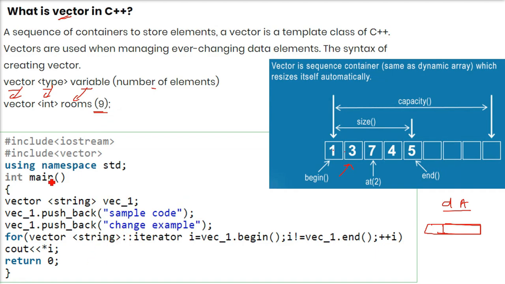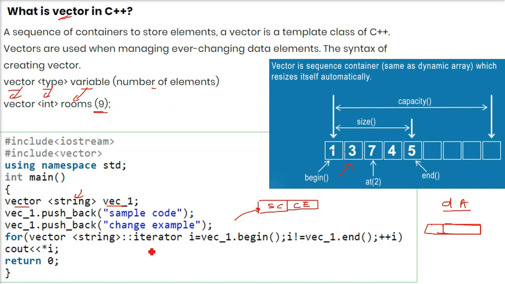This is an example of C++. We have a vector. It's a string type vector, and the name of the vector is vec_1. Now it is empty. We are pushing sample code. So the first element, sample code, I'm just writing SC for sample code, SC will come. Now the second one will be change example. Now one more is populated in this vector, which is called change example. Now only 2 values are there. If you want to put 3, you can just push back.